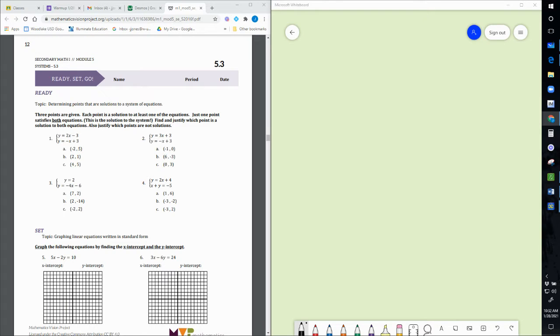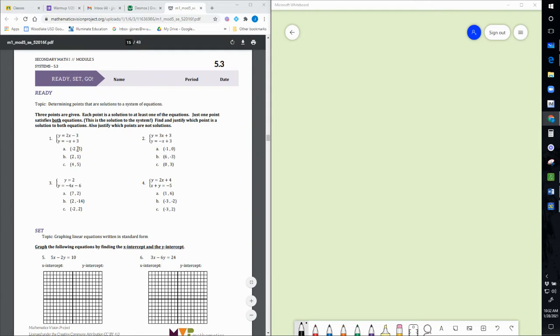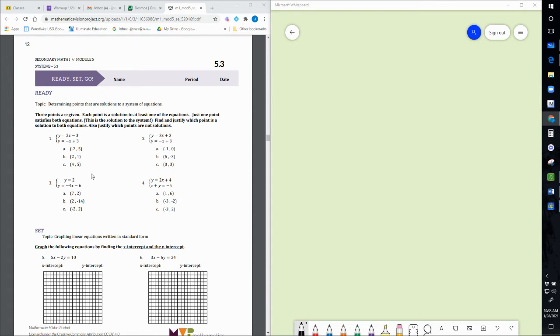It says 3 points are given. That's your A, B, and C here. You can see where my mouse is moving. So your A, B, and C on each problem. Each point is a solution to at least one of the equations, but just one point satisfies both equations. This is the solution to the system. Find and justify which point is a solution to both equations. Also justify which points are not solutions.